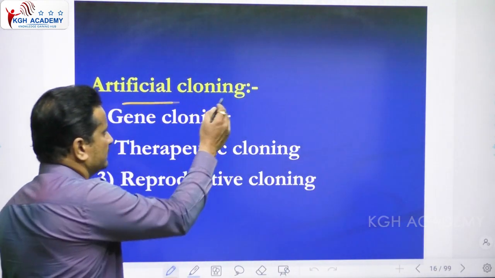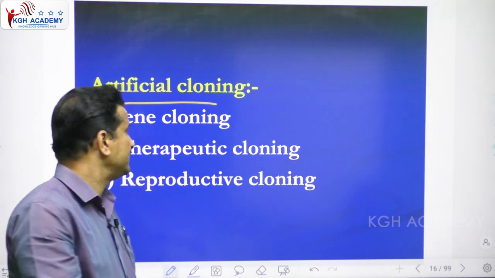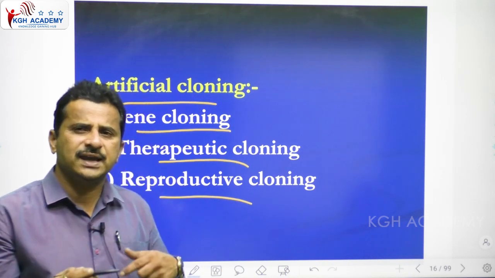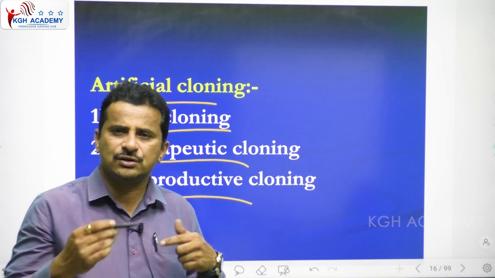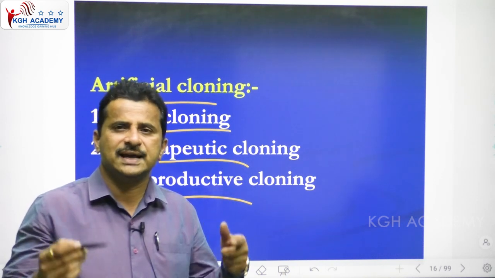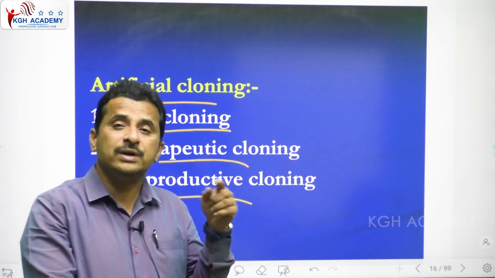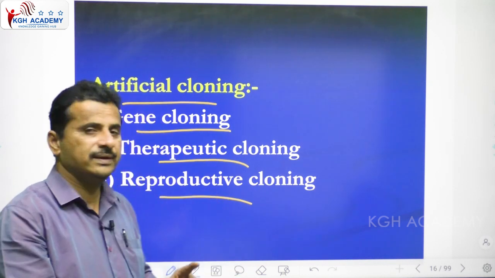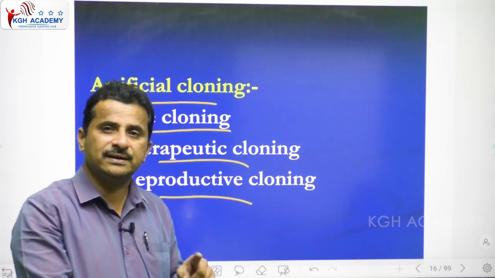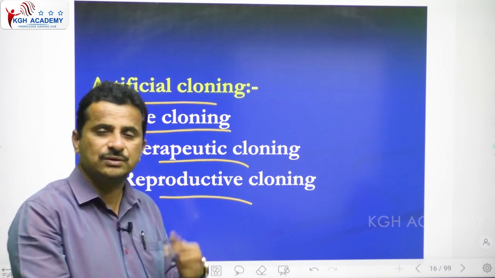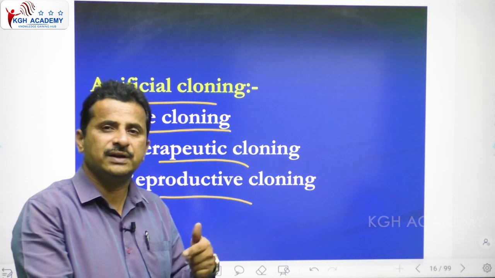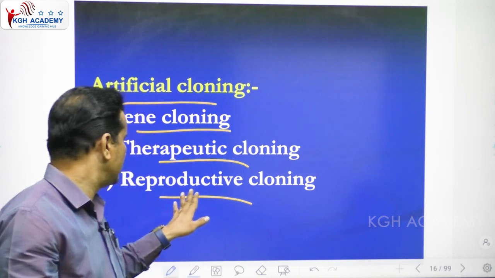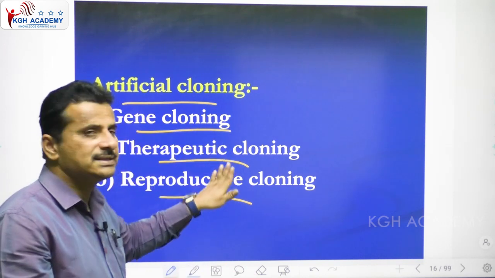Next, artificial cloning. Again, artificial cloning has different types: gene cloning, therapeutic cloning, reproductive cloning. Producing the same number of gene copies, DNA copies, hundreds, thousands, lakhs, is called gene cloning. Cloning experiments for therapy treatment are called therapeutic cloning. Cloning techniques for reproduction purposes, to continue the next generation by producing a new individual, new organism, new animal, is called reproductive cloning. Again, we are discussing these three in detail.